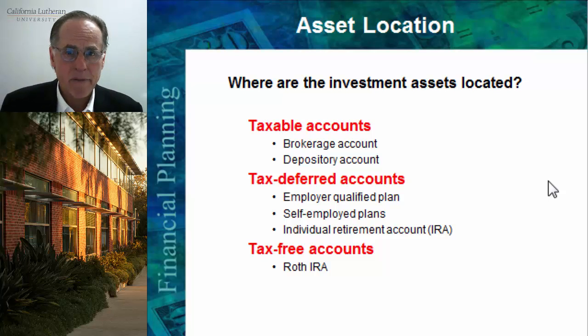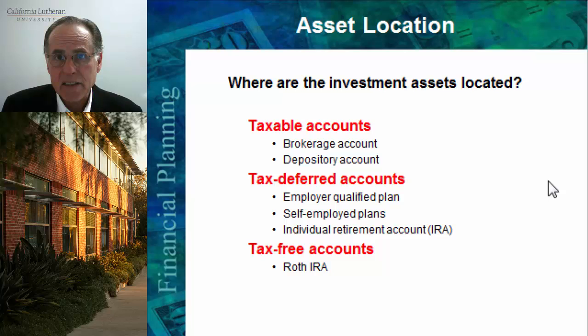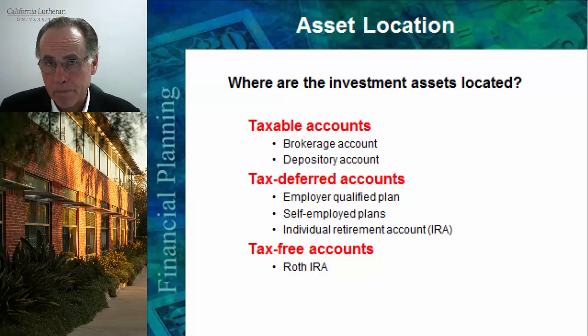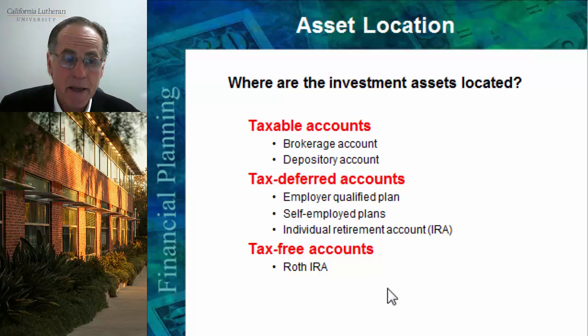One important aspect of asset location relates to taxation. Is the asset in a taxable account, tax-deferred account, or a tax-free account? Examples of taxable accounts are brokerage accounts and depository accounts. Examples of tax-deferred accounts include employer-qualified plans, self-employed plans, and individual retirement accounts. The Roth IRA is a tax-free account.